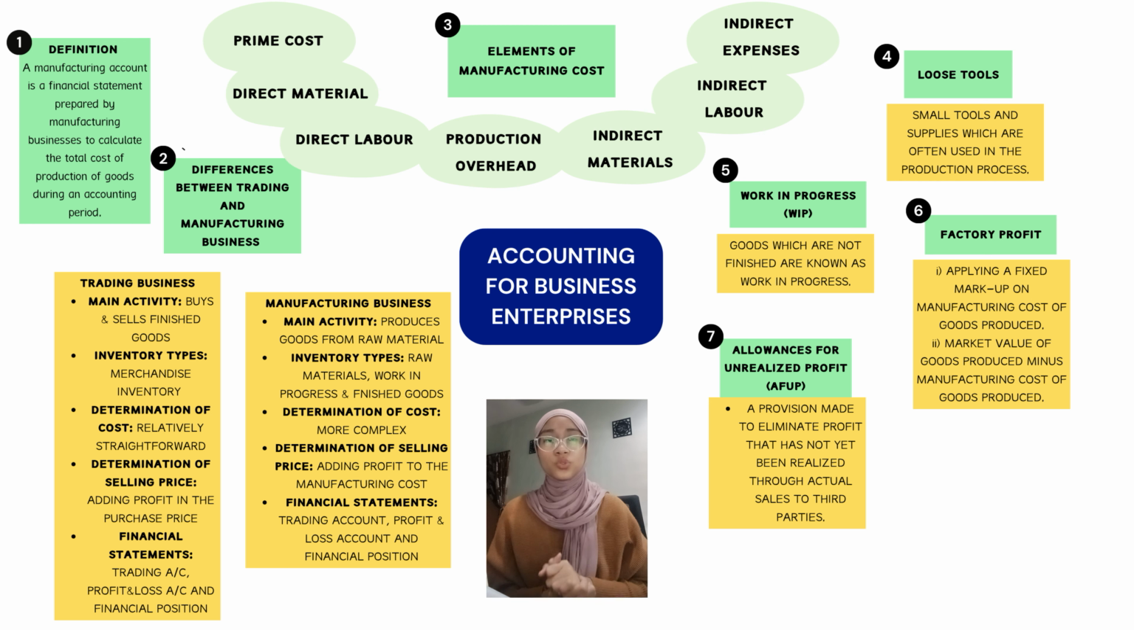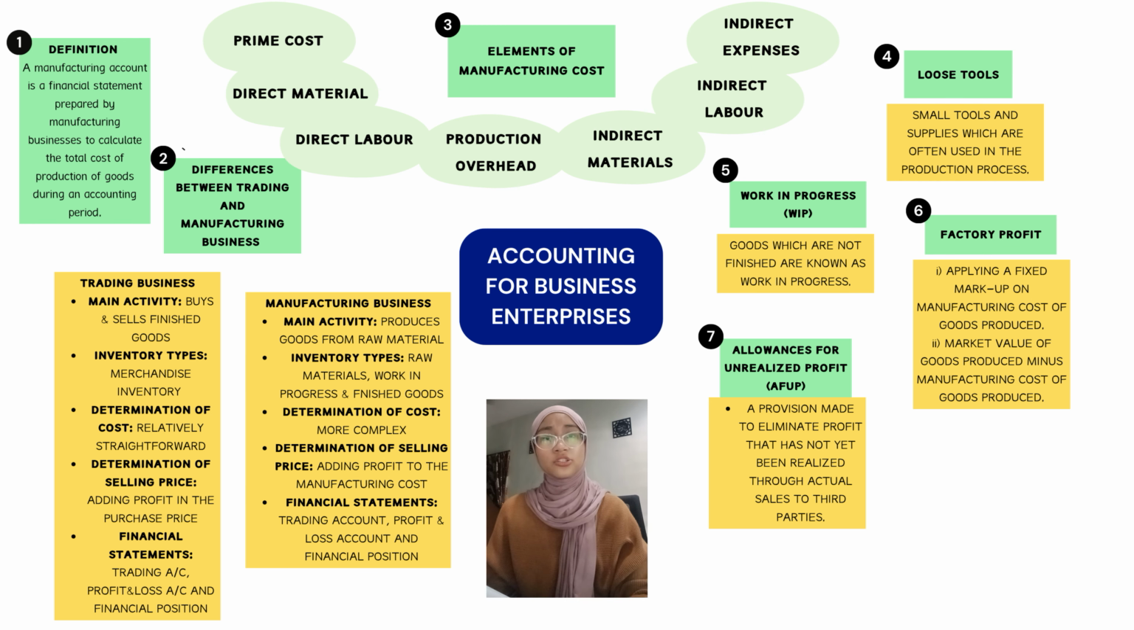And next, we have loose tools. What are loose tools? Loose tools are small tools and supplies used during production. They are not expensive and are often considered part of indirect materials. And next, we have work in progress (WIP). WIP refers to partially finished goods that are still in production and not yet ready for sale.